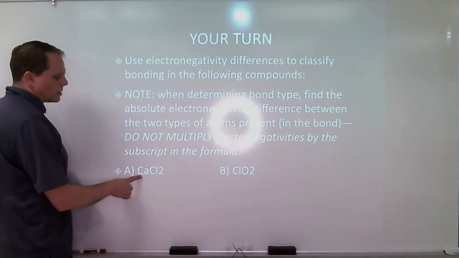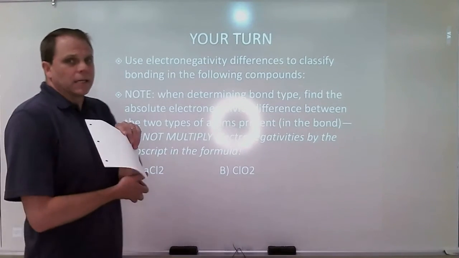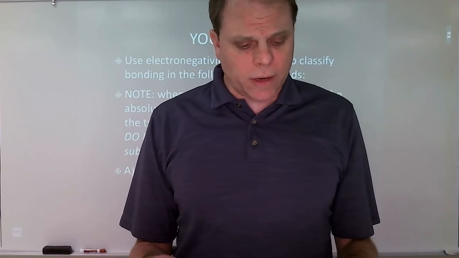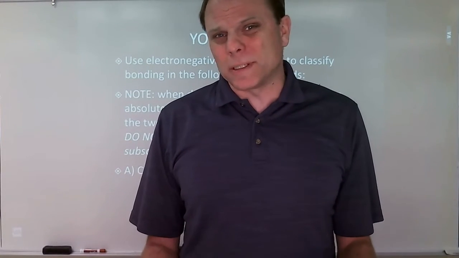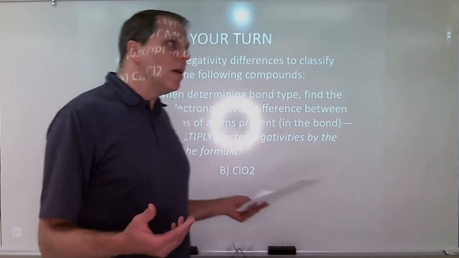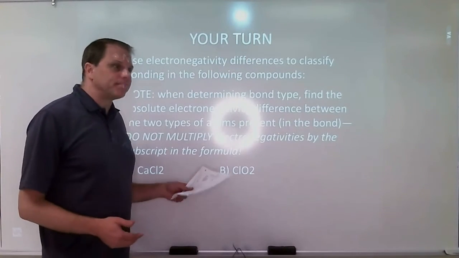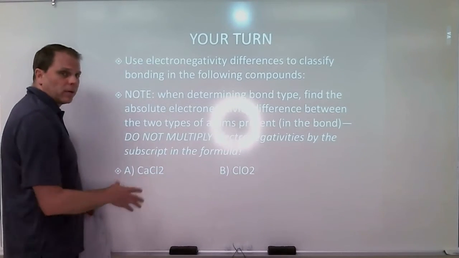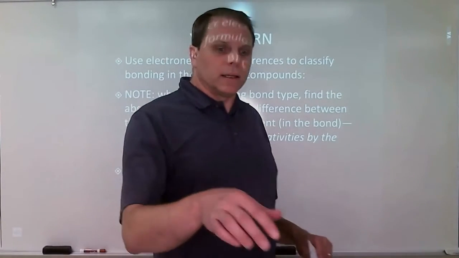So I look at calcium and chlorine, okay? Chlorine has a 3.0 electronegativity. Calcium has a 1.0 electronegativity. So its difference is 2. So is that bigger than 1.7? Yes, it is. So what kind of a compound do I have? Well, I have an ionic compound, okay? That's going to be like this one, right?